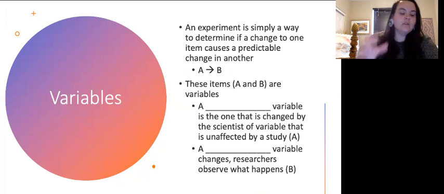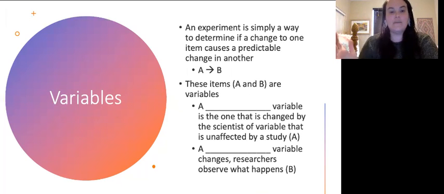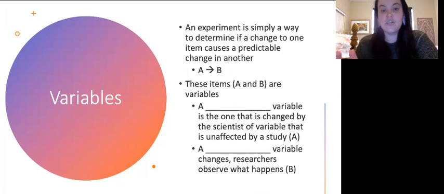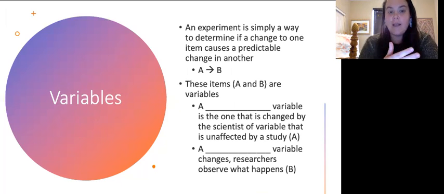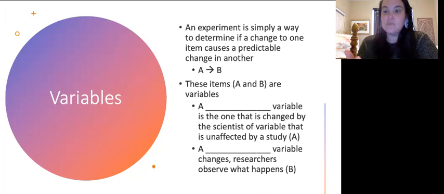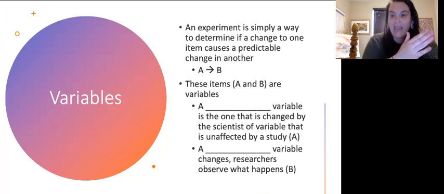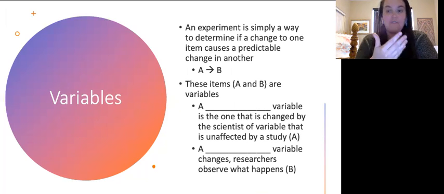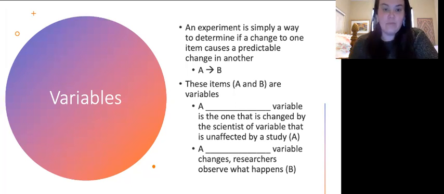All right, so a large part of research, health research, any research, are variables. So an experiment is simply a way to determine if a change to one item causes a predictable change in another. So does A impact, effect, is associated with B? So these items A and B are variables.